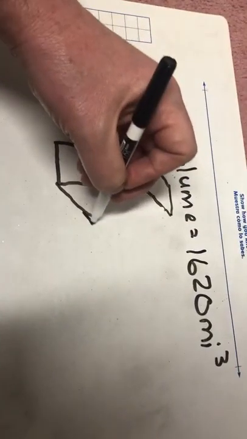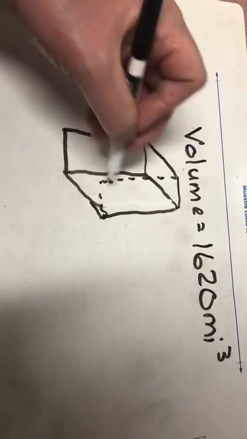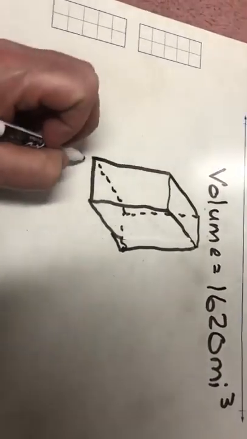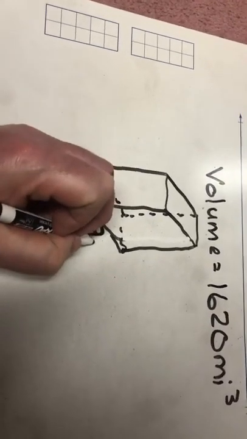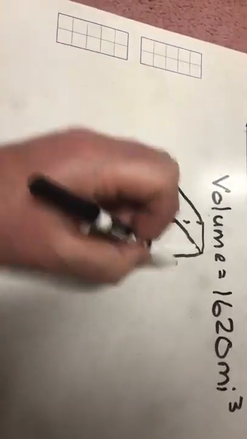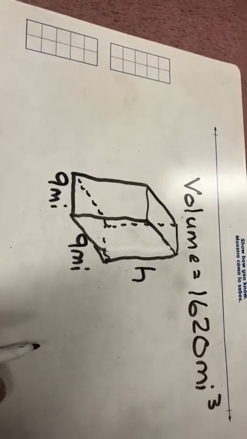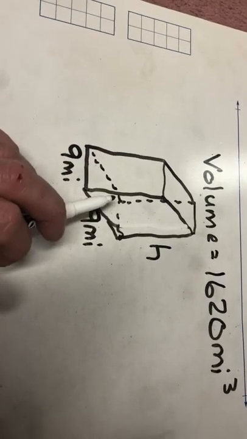Not great, but then we're going to come down, we're going to go over, we're going to go over. And so there's our dimension. And it's going to say here, this is 9 miles. This also is 9 miles. And that's the height.